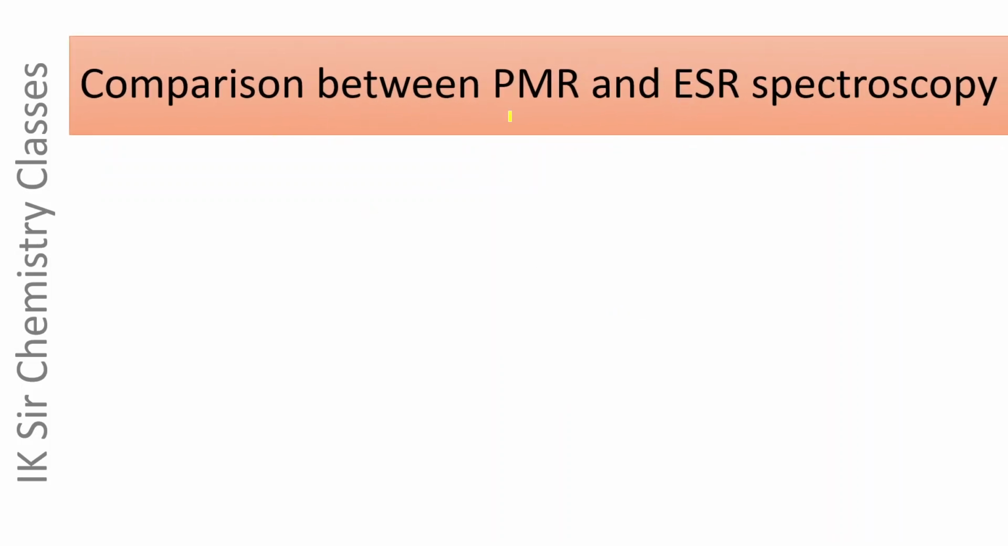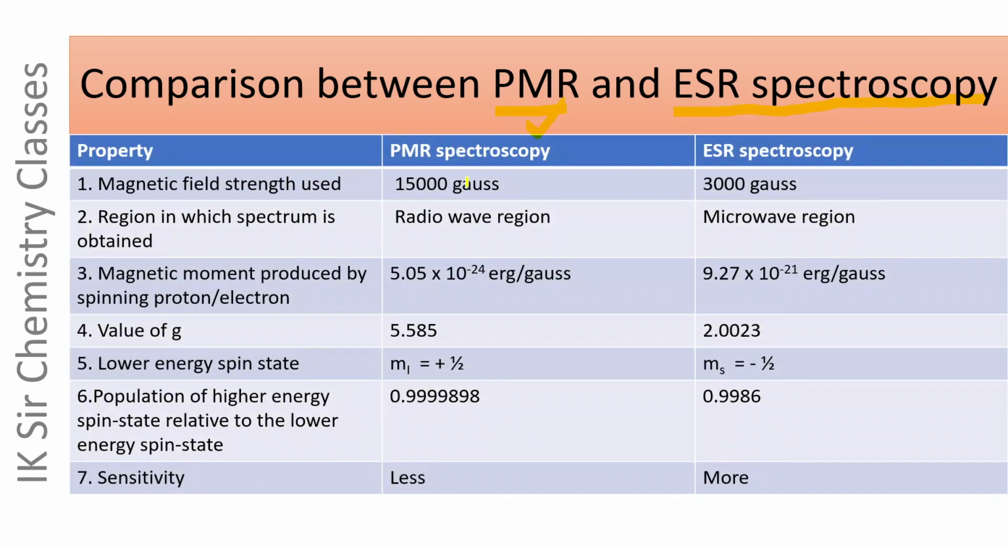Compare between proton magnetic resonance and electron spin resonance spectroscopy, NMR spectroscopy and ESR spectroscopy. We have to compare between these two branches of spectroscopy. In the first column, we have property. Here we have PMR spectroscopy, and here ESR spectroscopy.